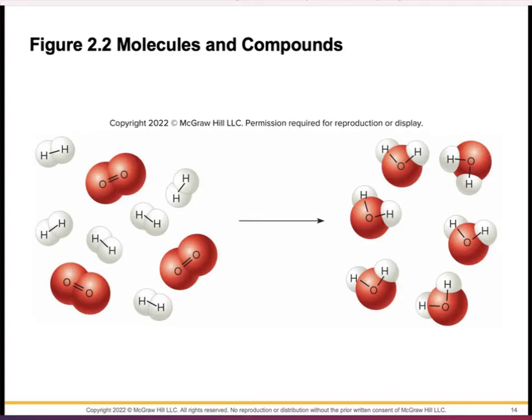Also, table sugar, baking soda, natural gas, and most drugs are known as compounds, okay? Why? Because you have two or more different elements combining.